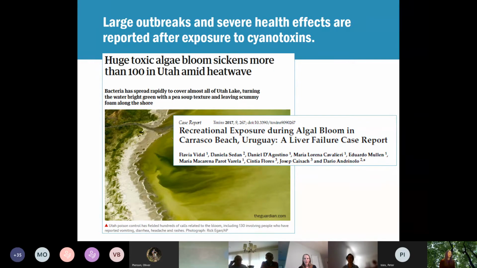So they had symptoms such as vomiting, diarrhea, headaches, and rashes. So that, the large number of people getting sick was attributed to people being at the lake and swimming in that water. There's also a case report. This was in 2017, which is one of the more recent case reports.